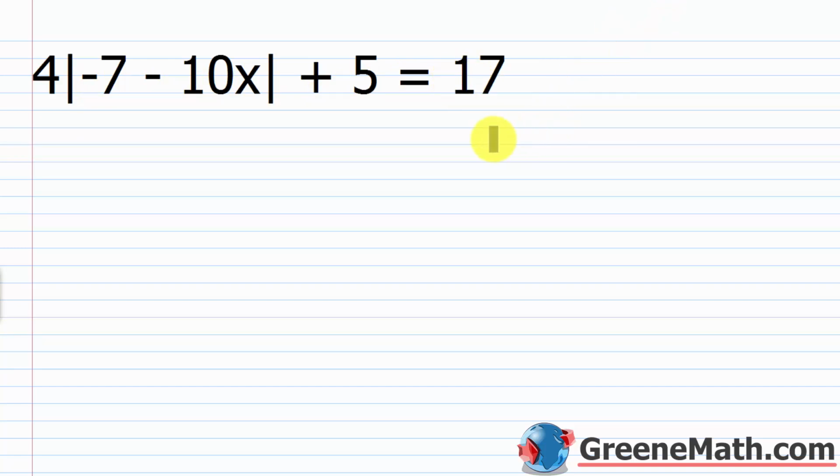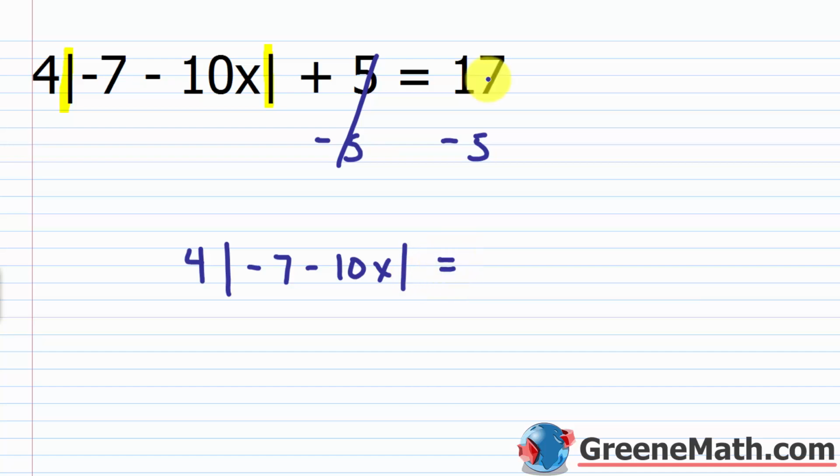Again, my goal here is to isolate the absolute value operation on one side and then to have a number on the other. So what I want to do is subtract 5 away from each side of the equation to start. So we know this would cancel. So we'll say we have 4 times the absolute value of negative 7 minus 10x, and this is equal to 17 minus 5, which is going to give me 12.